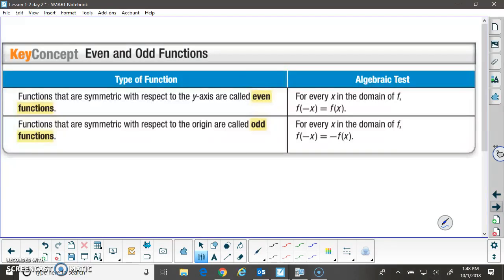Now, with symmetry with respect to the y-axis, we give a name to that type of function. We call it an even function. Okay? And then if there's symmetry with respect to the origin, the name we give that is we call it an odd function.